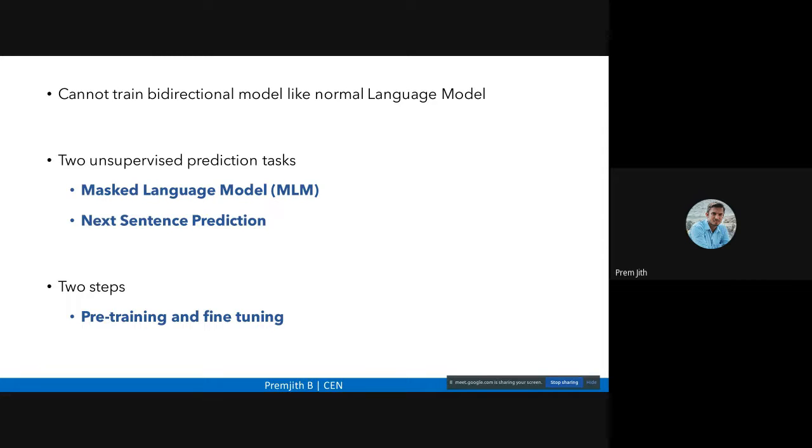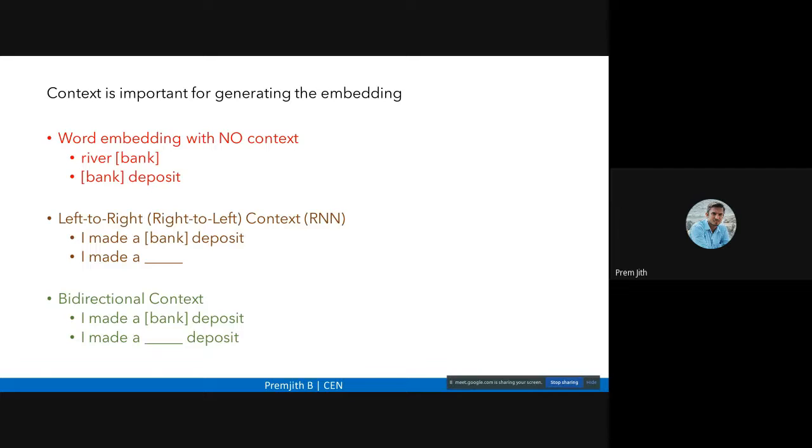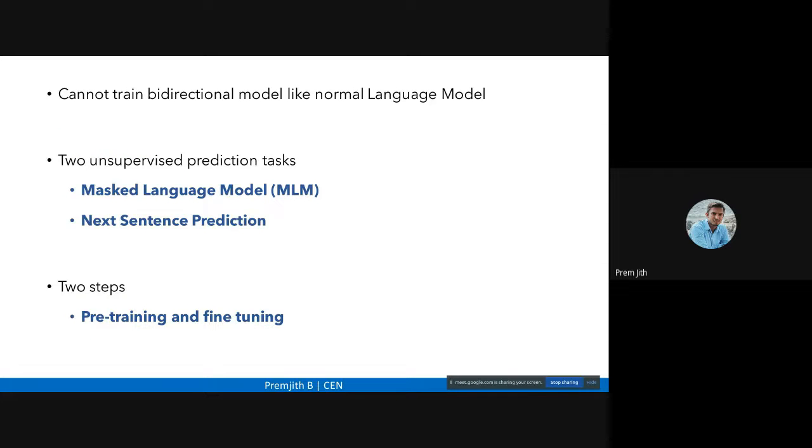It is more and more complicated than the training of a normal language model. There are two training algorithms actually, two unsupervised prediction tasks for training the neural network. One is masked language model, and another one is next sentence prediction. Masked language model is nothing but we mask a few words from the sentence, and the network will try to predict the masked words by itself.